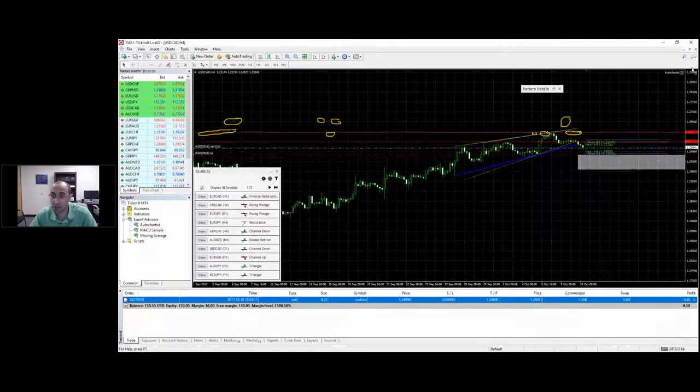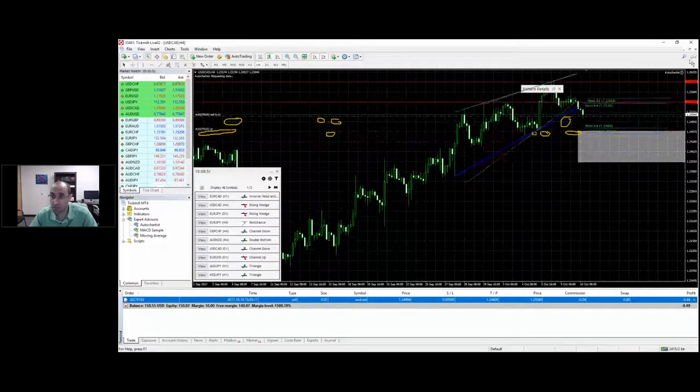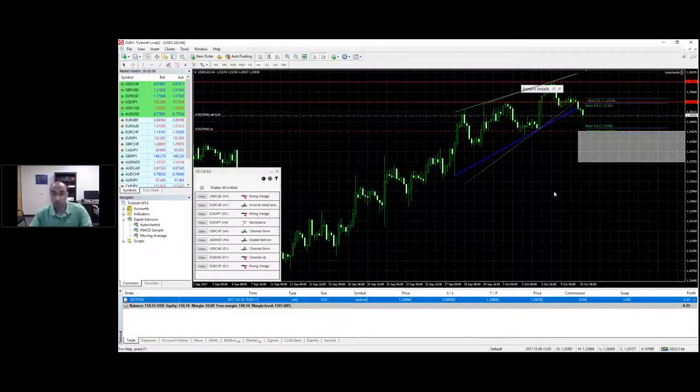Let me erase all my drawing objects for just a moment. Okay, here we go. So the way I rationalize it is as follows. We're going to go into these levels that Autochartist has drawn for us on the right-hand side. I'm not sure if you noticed, but there are these blue lines that Autochartist draws in on the right-hand side, and I'll discuss them in more detail in just a moment.